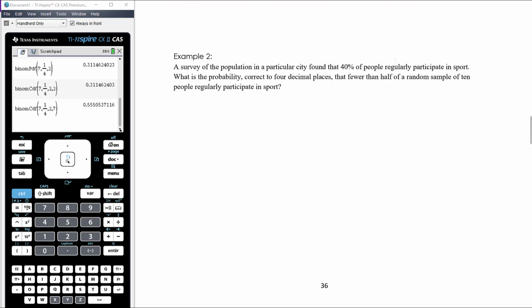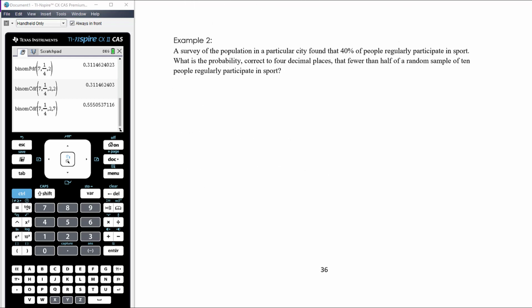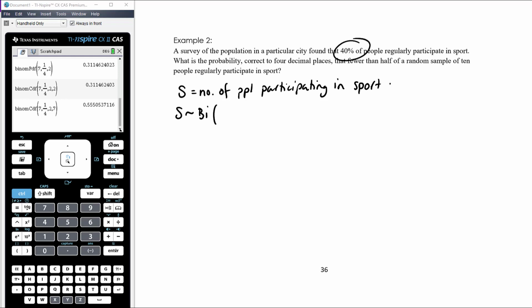Alright, example 2. A survey of the population in a particular city found that 40% of people regularly participate in sport. What is the probability, correct to 4 decimal places, that fewer than half of a random sample of 10 people regularly participate in sport? Okay, so let's have S is the number of people regularly participating in sport. And S is a binomial distribution. Someone either participates or they don't. The probability of this population participating is 40%, etc., etc.